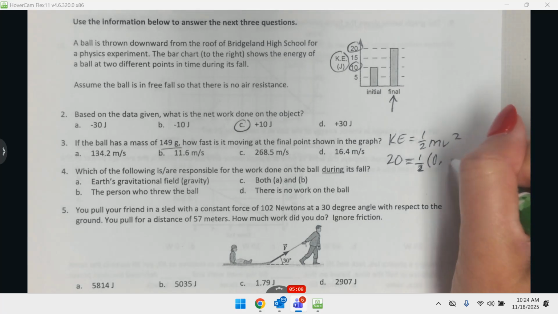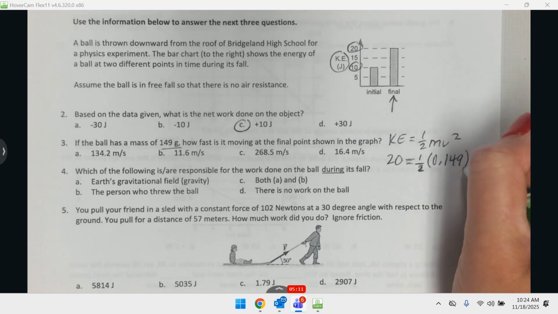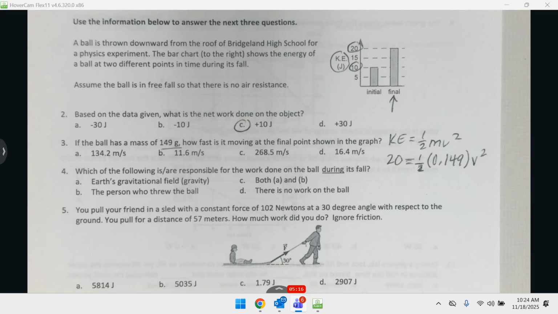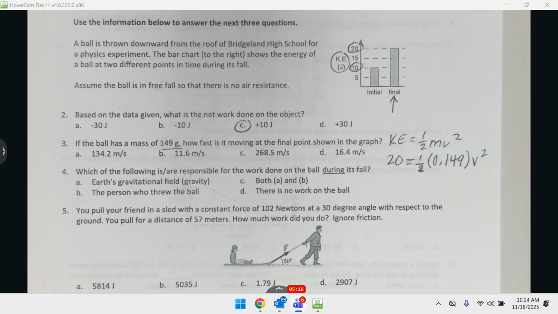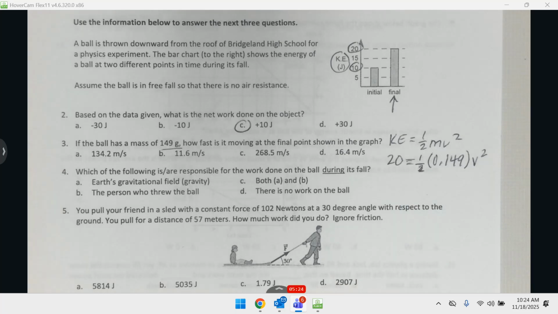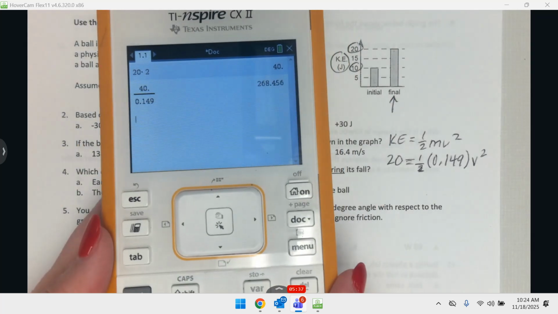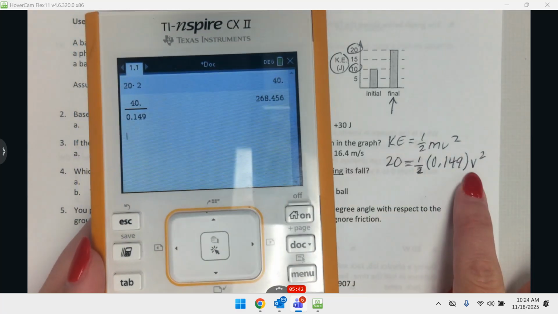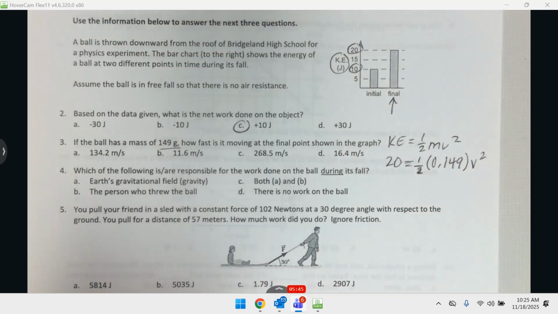It's 0.149 kilograms. And then multiplied by v squared. And that's what we're trying to solve for, that velocity. So from here, we would need to move everything over here. So 20 divided by a half is the same thing as 20 times 2. And then we'll divide by 0.149. And this is what I get when I do those two things, 268.456. But again, that's equal to v squared. So you still have to take the square root of this value.